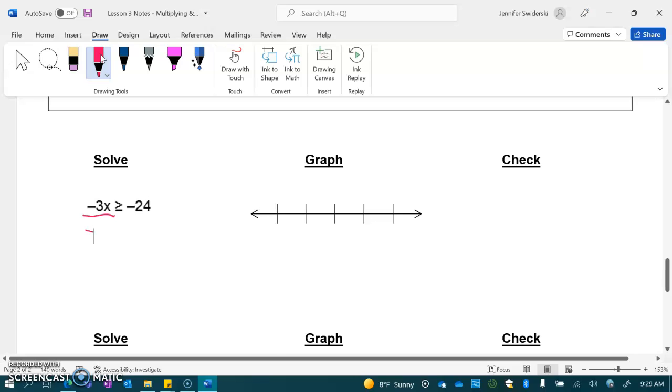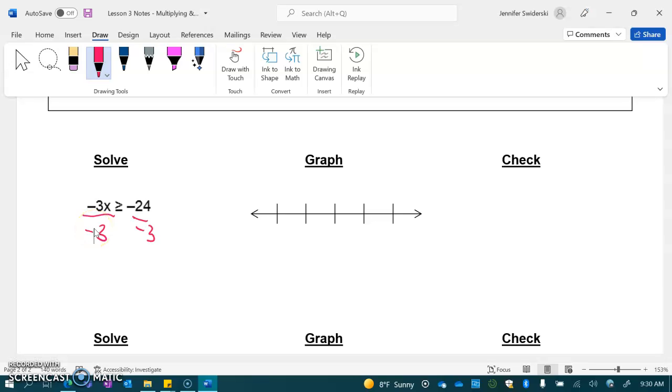I'm going to divide both sides by -3. When I do that, I'm going to get x. Since I divided by a negative, I need to flip the sign. So it's no longer greater than or equal to, it's going to be less than or equal to 8. When I go in and graph this, I have 8, 9, 10, and I'll have 6 and 7. My circle at 8 will be closed, going to the left.